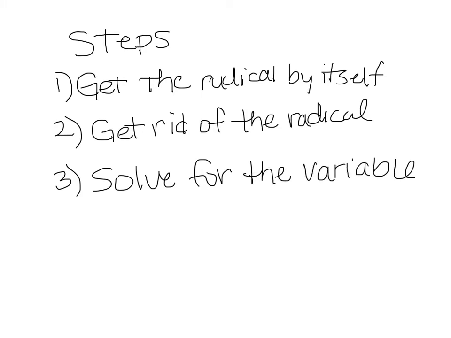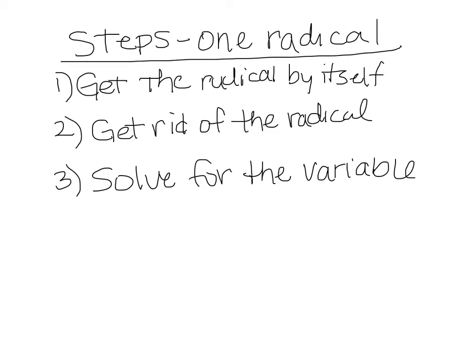And these are the steps you use when you only have one radical in the problem. So you might want to clarify that. So we have one radical in the problem. The first step is to get the radical by itself. And then you're going to get rid of the radical, and then you're just going to solve for the variable that's left. So let's do an example.